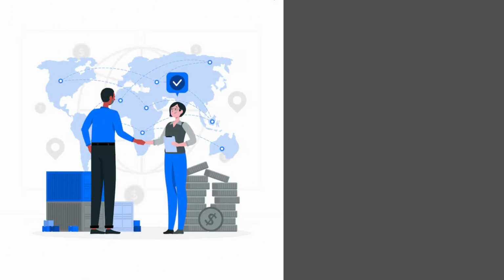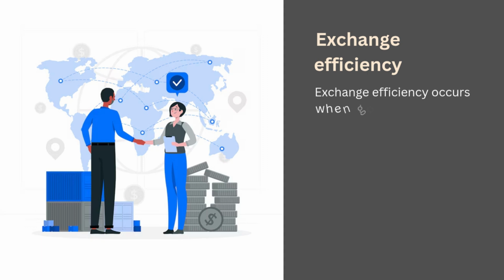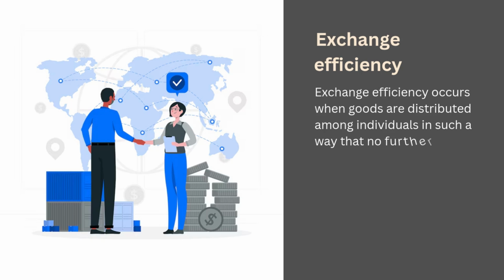Welcome back. In this video, we dive into the first building block of overall economic efficiency, exchange efficiency. We'll explore it through a simple two-person, two-good model. Let's get started. Exchange efficiency occurs when goods are distributed among individuals in such a way that no further mutually beneficial trades can be made.